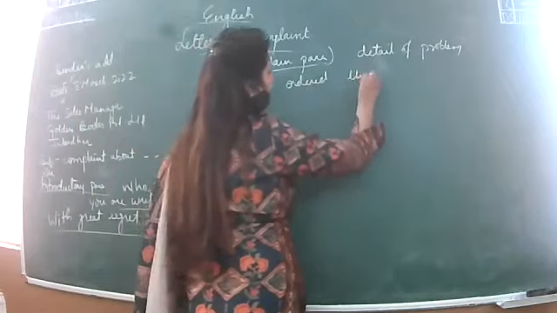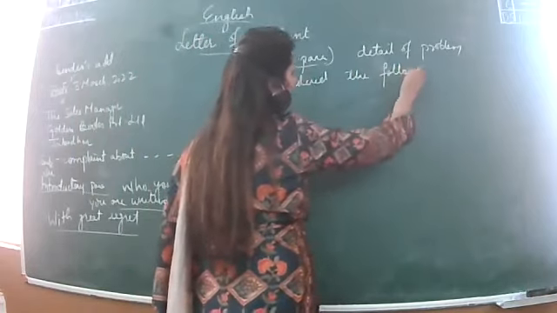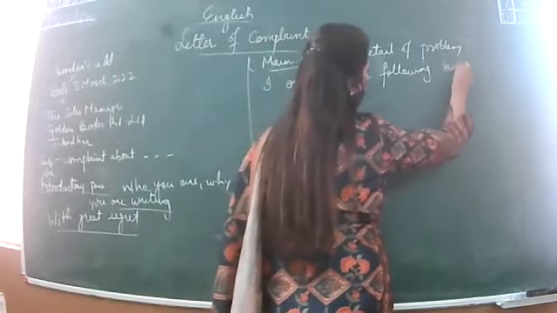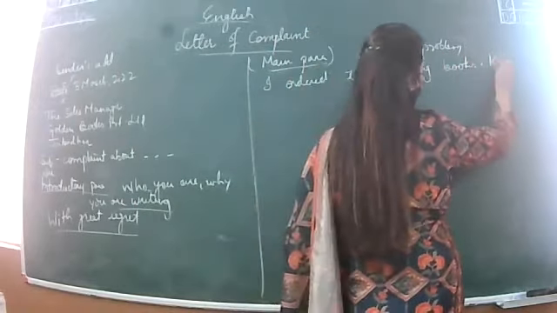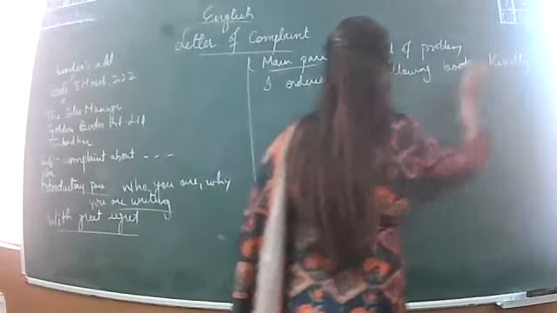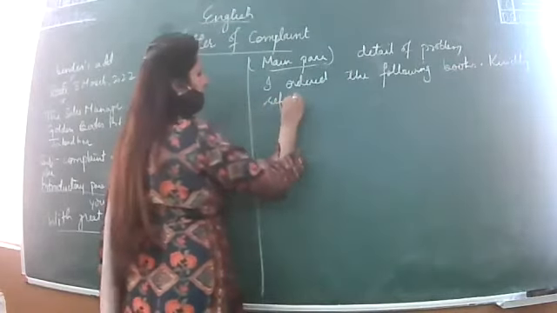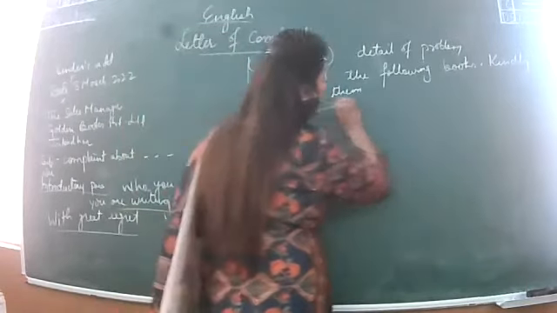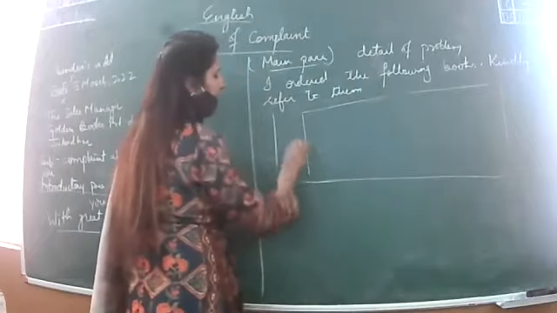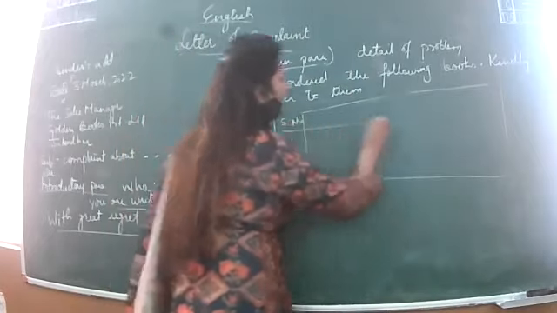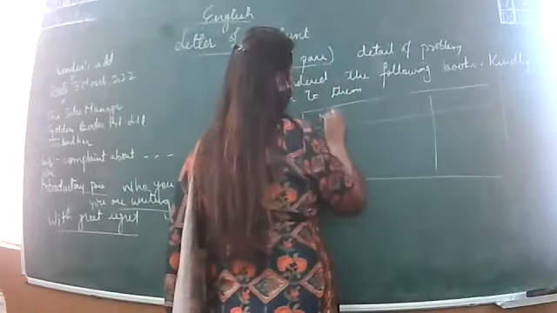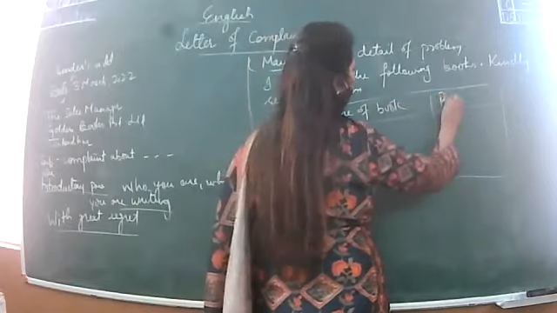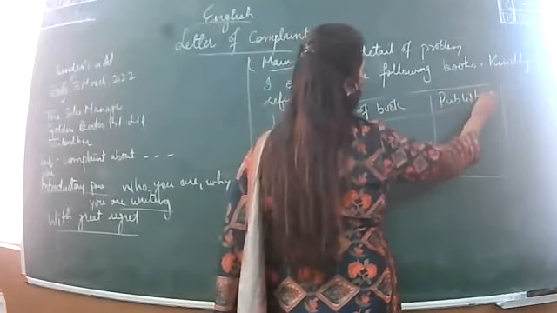So then you can also write down that I ordered the following books, and kindly refer to them. So you can make a table here in order to tell them. For example, serial number, name of book, and here the publisher, from which company you want.